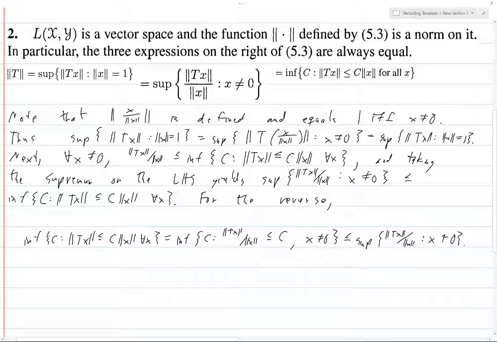And so we have this equality, and hence equality holds throughout. So there we go. This finishes the proof.